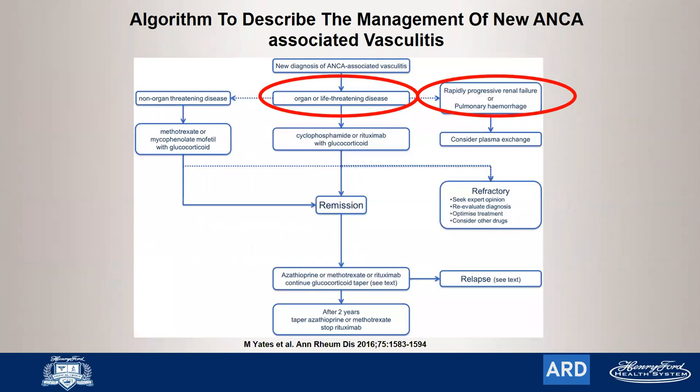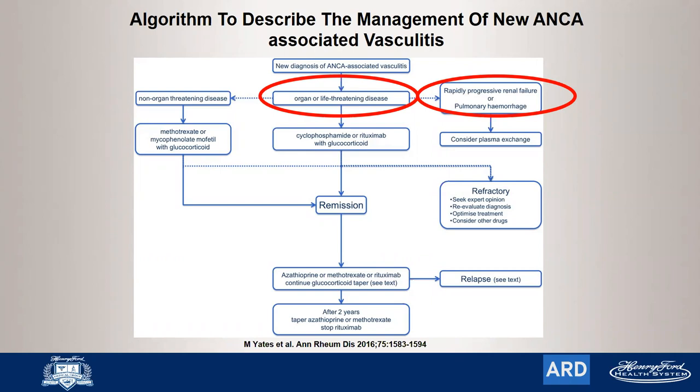So coming to the management. You have a new diagnosis of ANCA-associated vasculitis. I'm going to focus mostly on the organ or life-threatening or rapidly progressive disease. So when you have organ or life-threatening disease, or say you started with organ or life-threatening disease and now you end up with a rapidly progressive disease with either pulmonary hemorrhage or renal failure, this is the algorithm you would essentially follow.